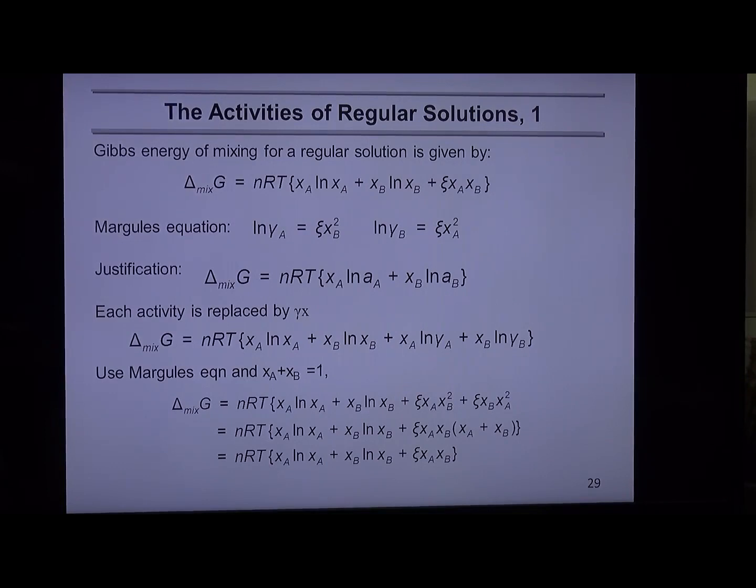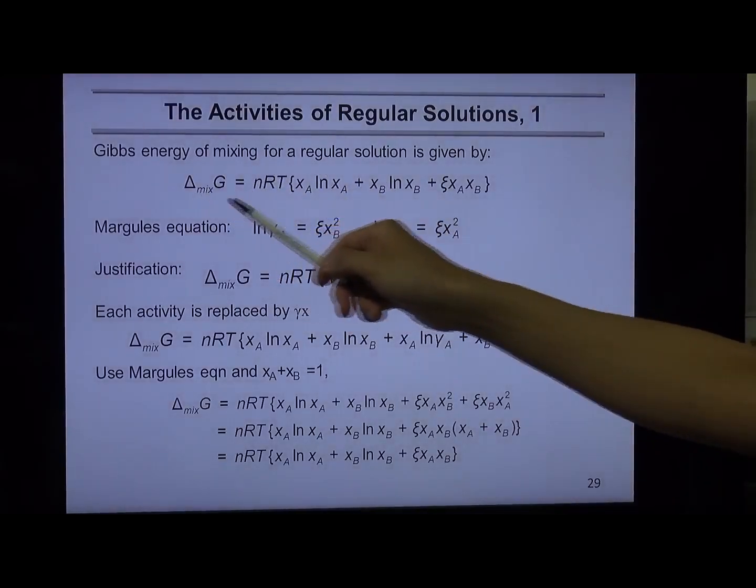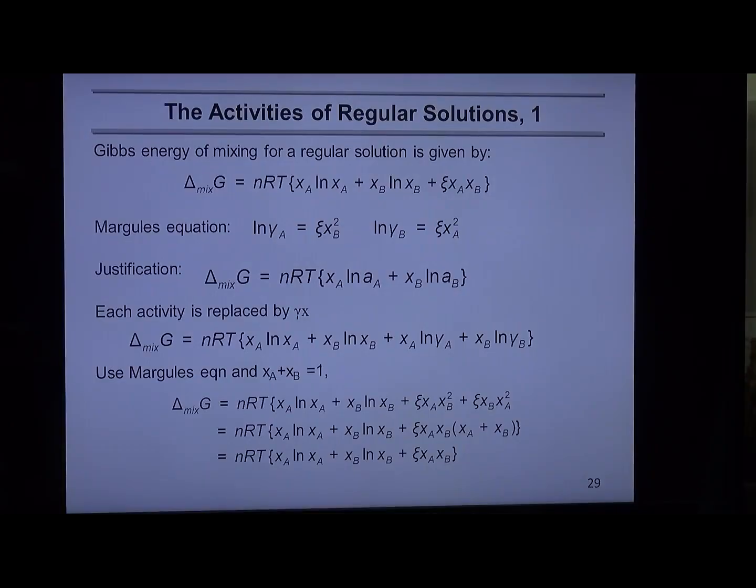I think that regular solution was a model system, right? If you remember, a model system to describe the behavior of real solution. So if you recall, Gibbs energy of mixing for regular solution was given by this equation, right?